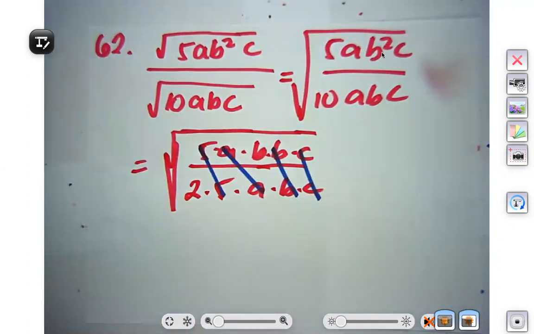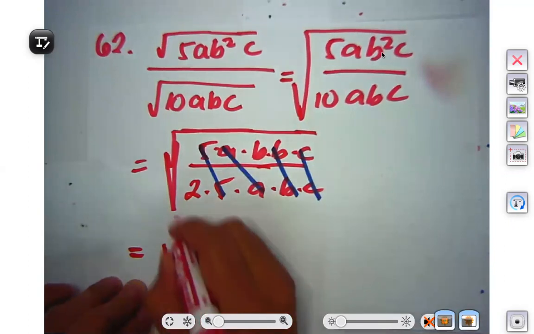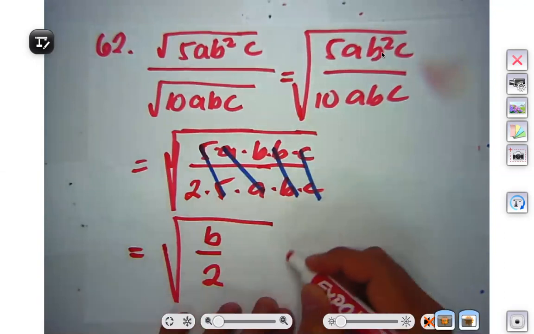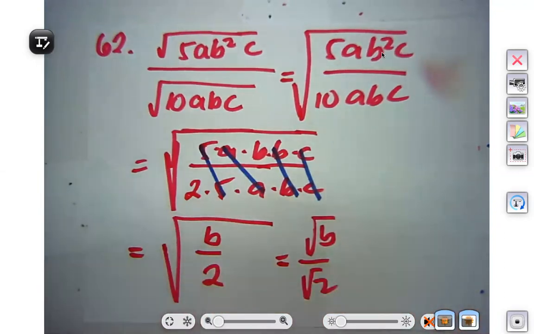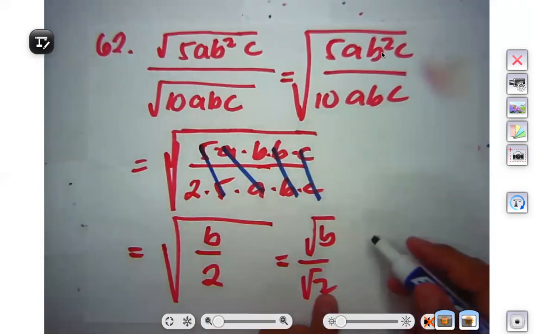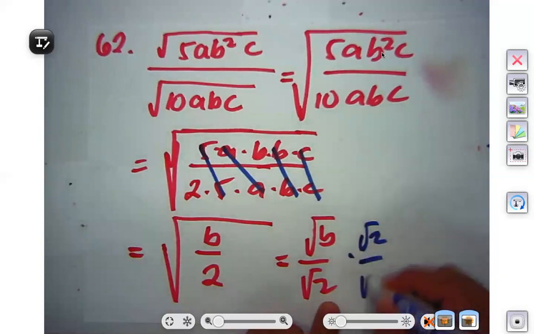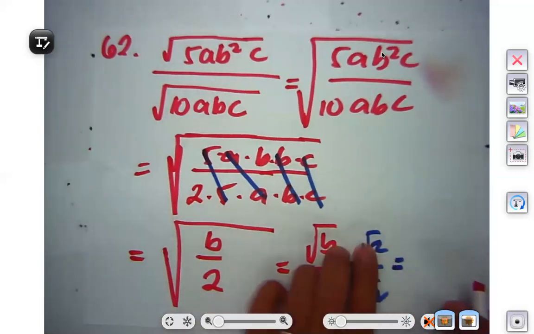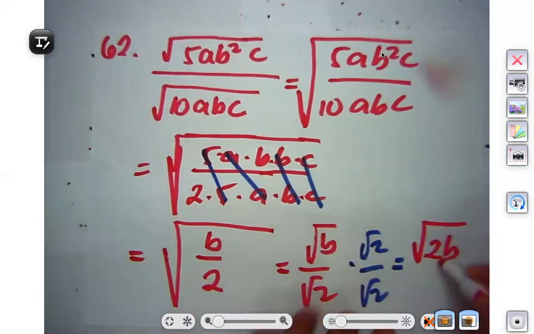Therefore, you have square root of b over 2. That's equal to square root of b over square root of 2 multiplied by what? Your denominator square root of 2, right? So you multiply it by square root of 2 over square root of 2. Both radicals, so you can multiply b times 2, you have 2b. Square root of 2 times square root of 2, you have square root of 4.